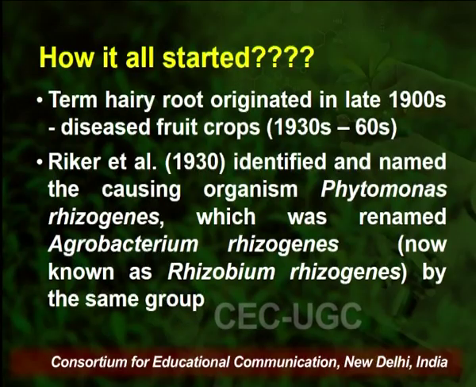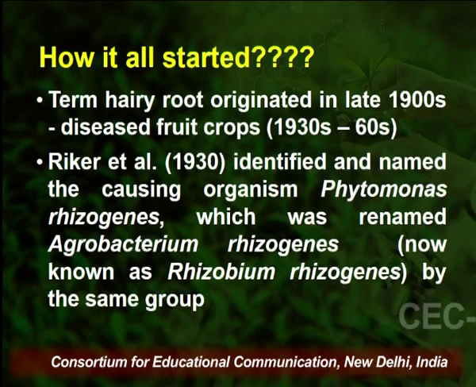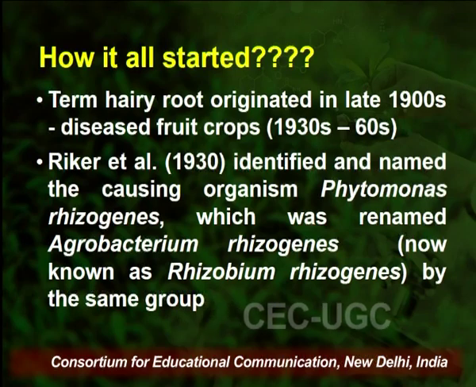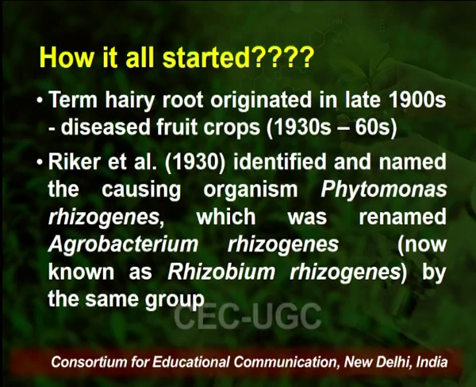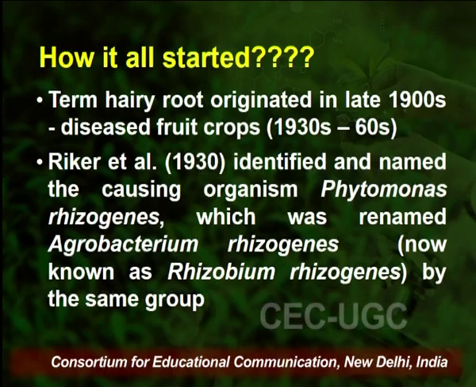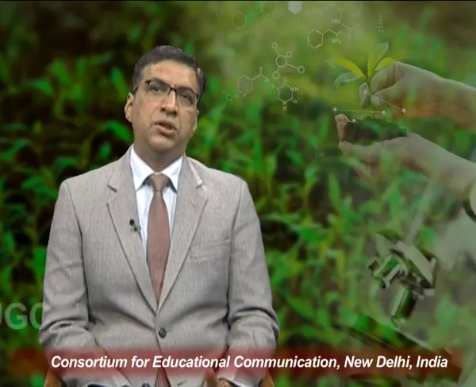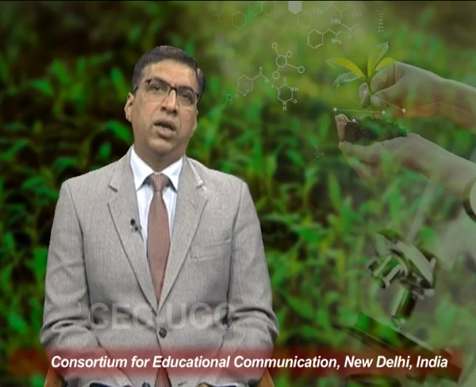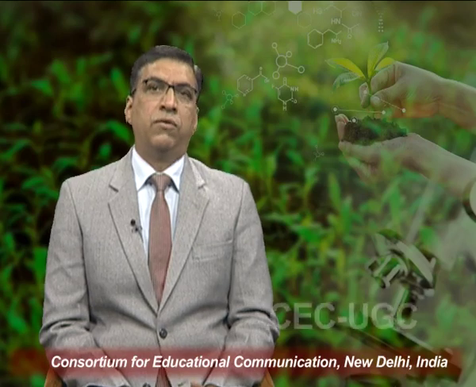Though the term hairy root culture or hairy root originated in the late 20th century, they appeared on the scientific chart during the 1930s, when it was found that certain fruit crops were infected and exhibited roots with huge development, huge multiplication, and huge branching into lateral roots, showing the appearance of a network of roots. So this was the first instance, in 1930, when such growth of the roots was observed.